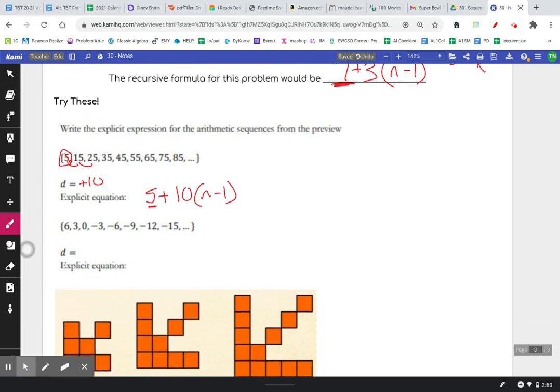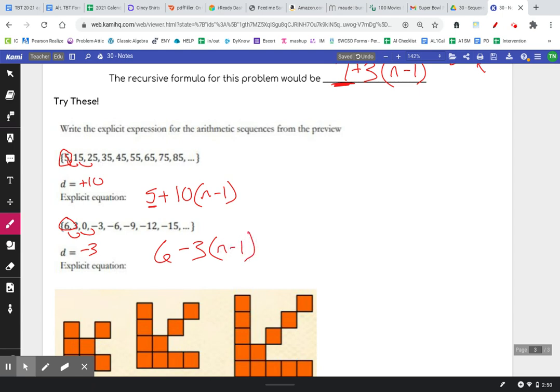Okay, here's this next one again. We noticed that this was this minus 3 pattern. What's our starting point? 6. Okay, so we're going to say, what do we start with? We start with 6. What are we doing to it? We're minusing 3. And then we need to make sure that we multiply that by whatever term we're looking for minus 1.